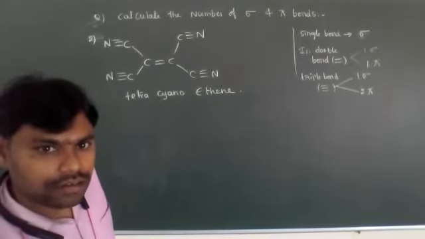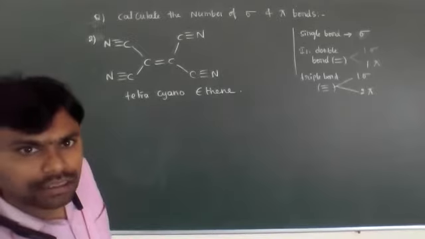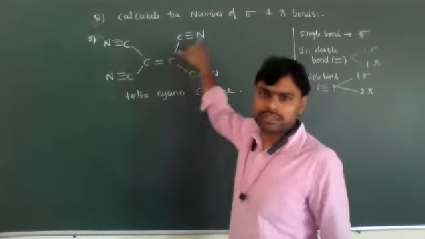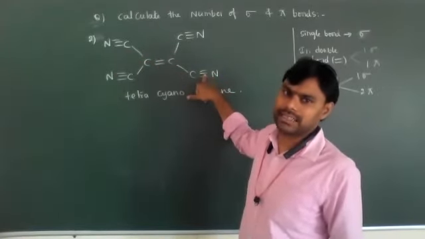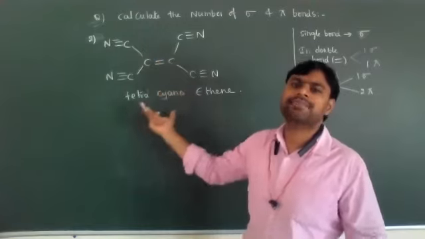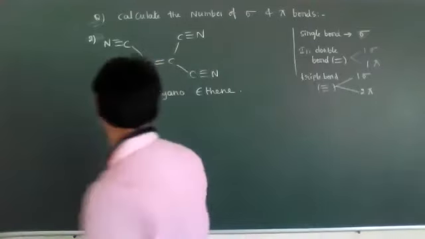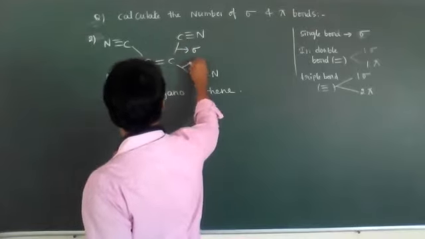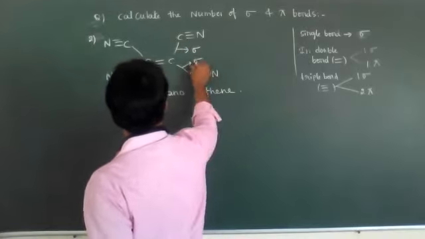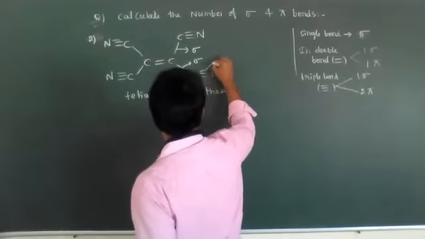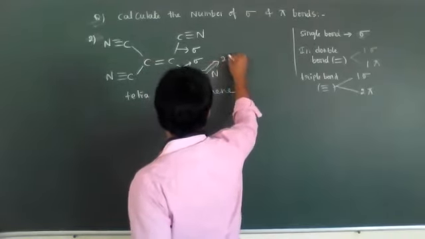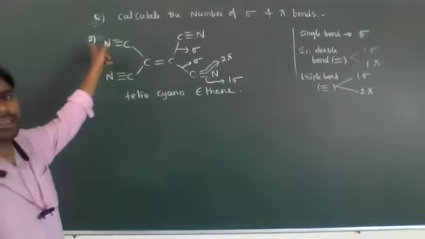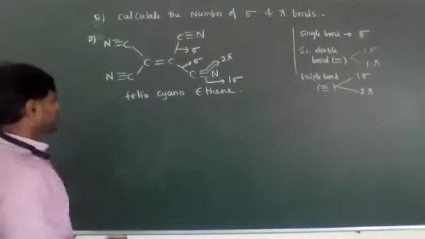Yes, Rahul, very good. 9 sigma bonds. And how many pi bonds? 4 triple bonds are present, so 4 times 2 is 8, plus 1, 9 pi bonds and 9 sigma bonds are present. The single bond is sigma. A triple bond means 2 pi, 1 sigma. Total how many triple bonds are present? 4 are present.